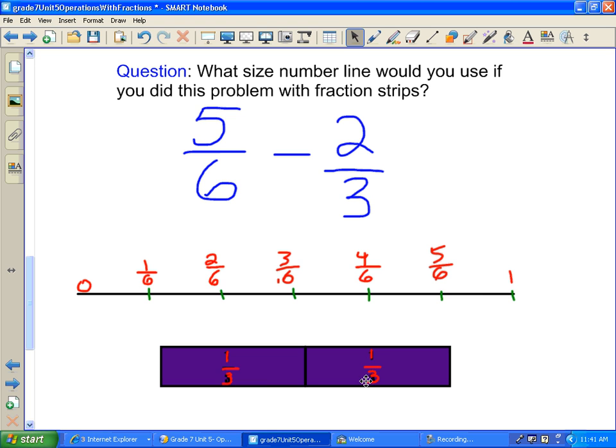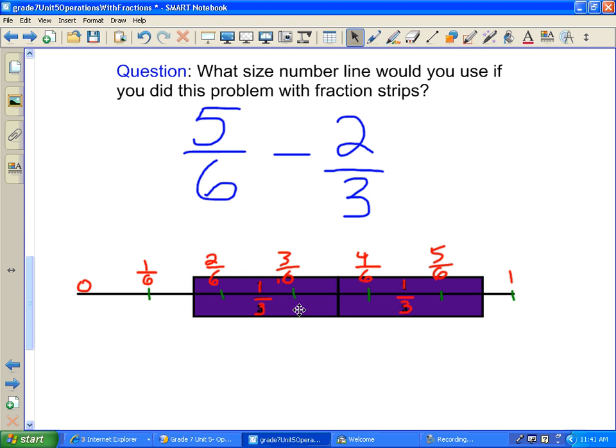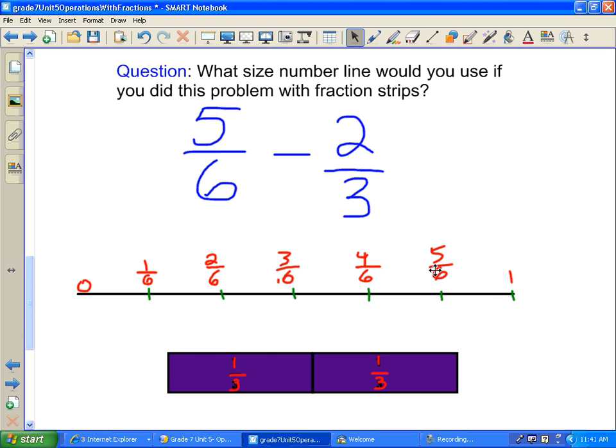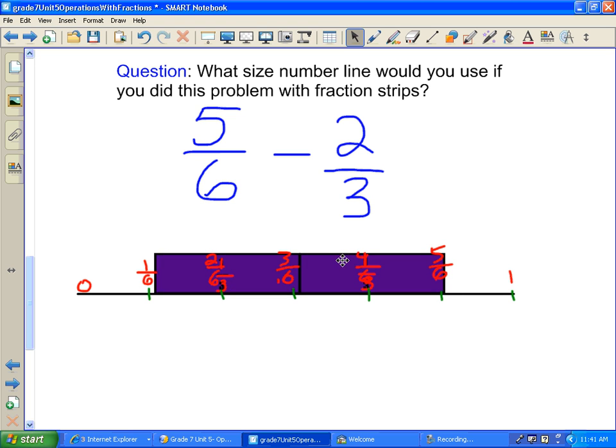1/3 plus 1/3 will give me 2 of them. And I'm going to place it right on the 5/6 and see what I get. There we go. So go down to the beginning, and it's 1/6 is your answer. So that's how you would determine whether or not you would use a number line based upon 6ths. I could have probably used 12ths, but it might have taken a little bit longer to do.